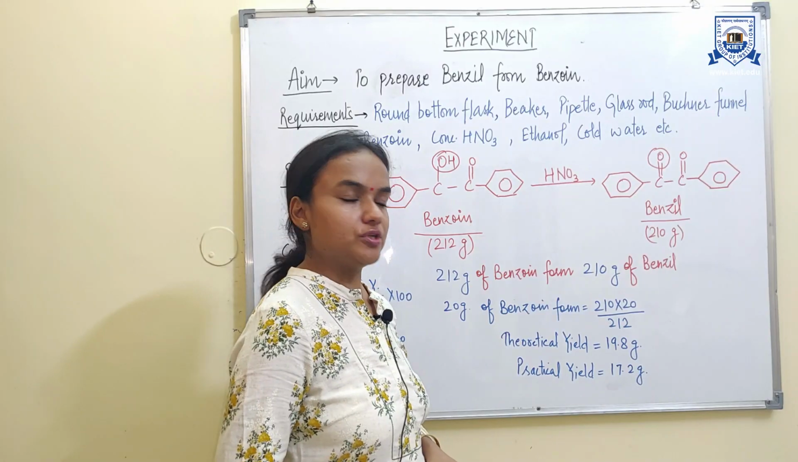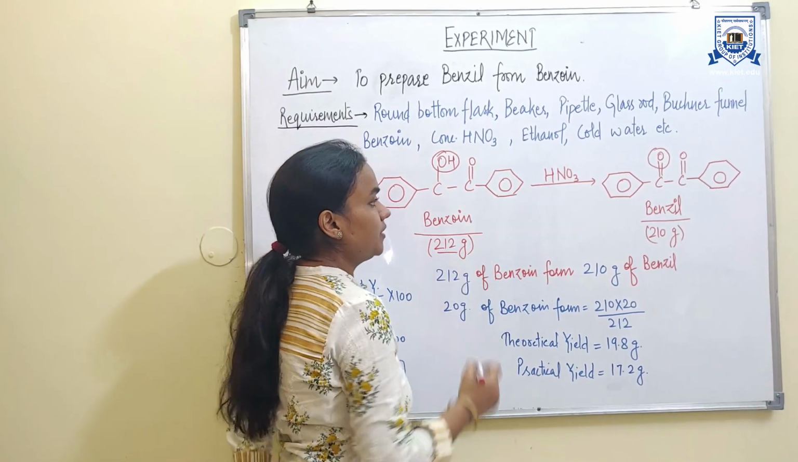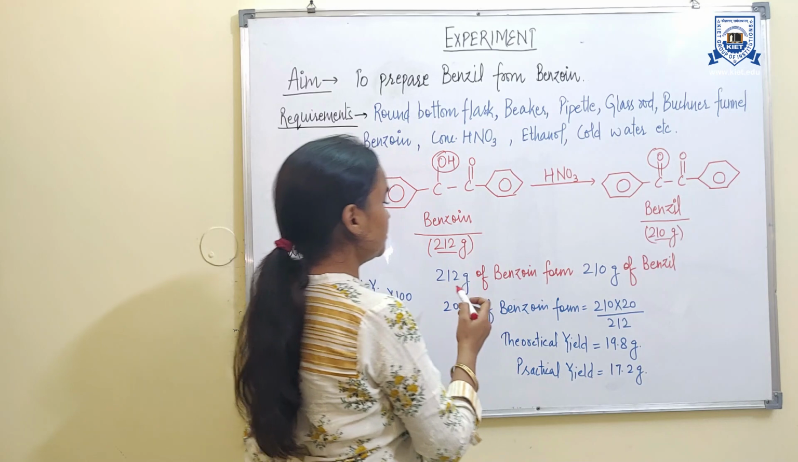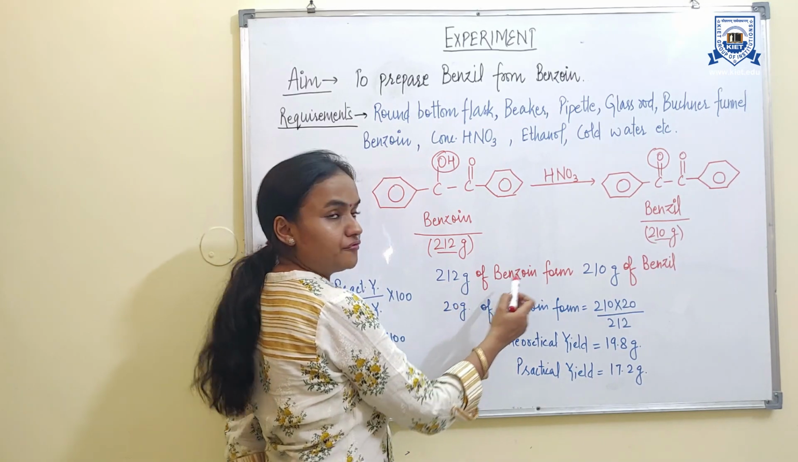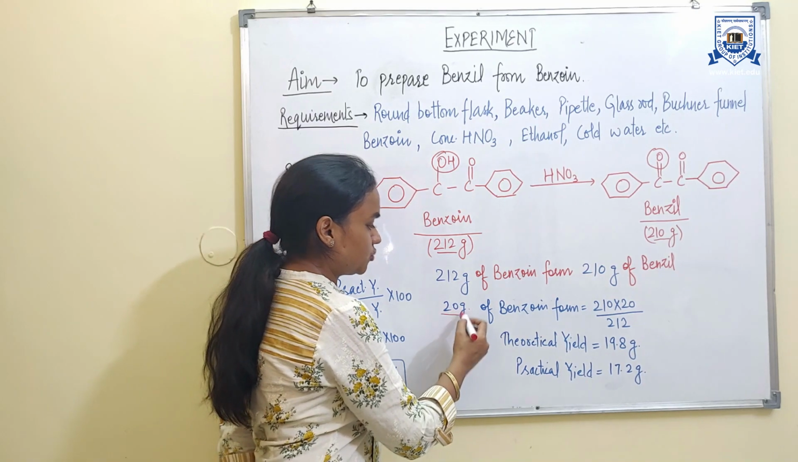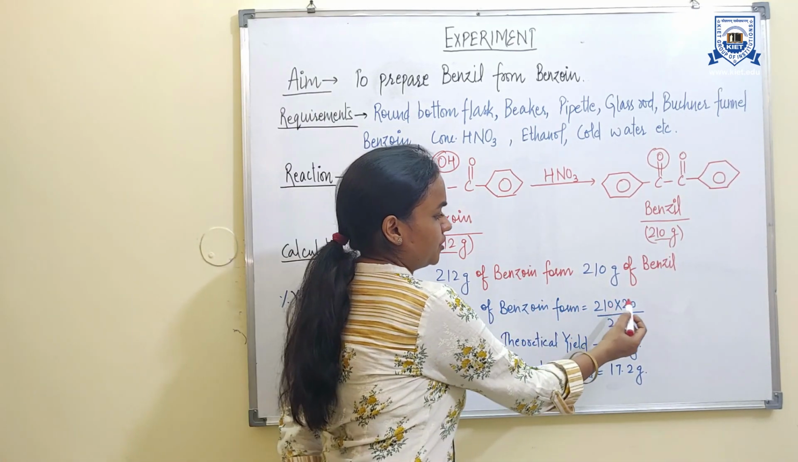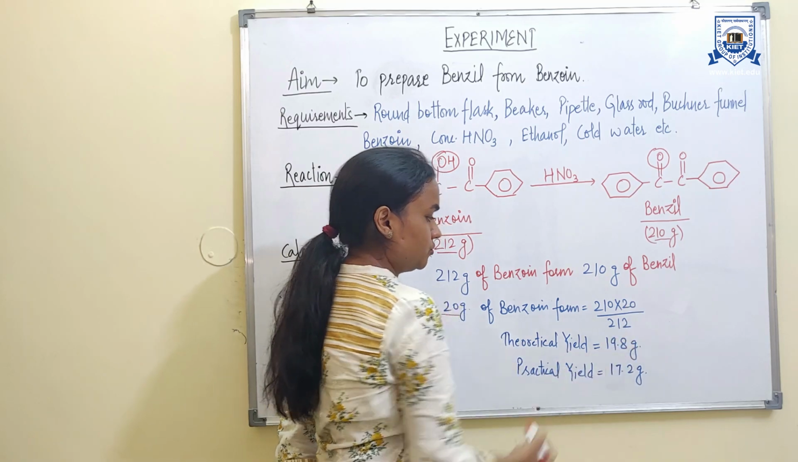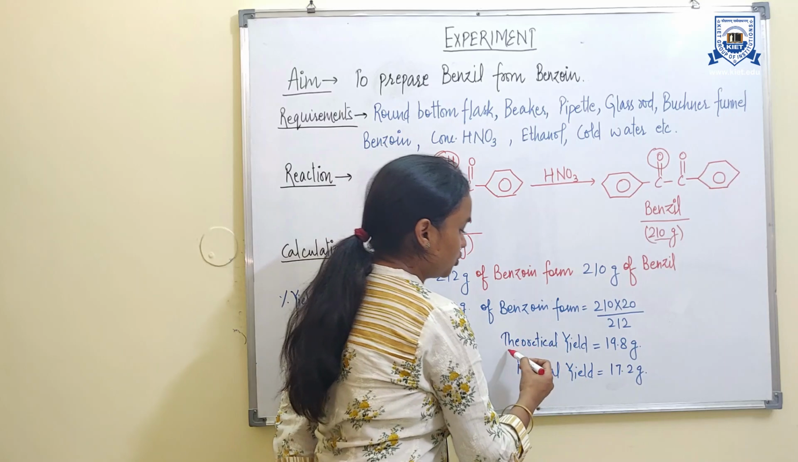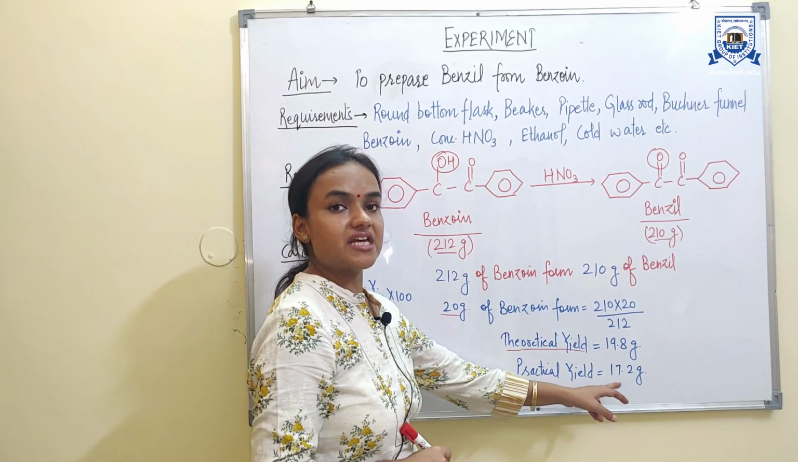Now let's see the calculation. Since the molecular weight of benzoin is 212 gram and the molecular weight of benzil is 210 gram, the 212 gram of benzoin forms 210 gram of benzil. Since we have taken 20 gram of benzoin, 20 gram of benzoin forms 210 into 20 divided by 212, that is 19.8 grams. So it is called the theoretical yield.